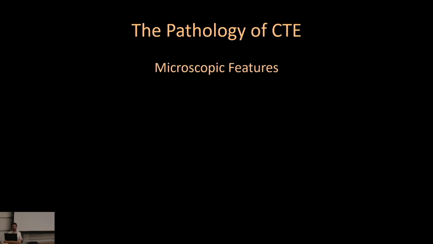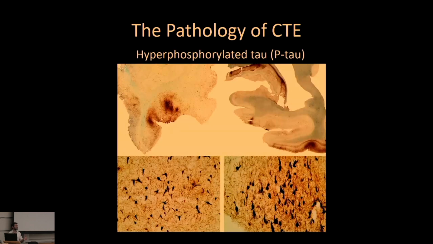So what you have to do is look at the microscopic features of CTE. And the specific pathology that's associated with CTE is tau pathology, hyperphosphorylated tau. Tau is a microtubule associated protein that's in all of our cells. It's essentially a scaffold protein. So it's inside your cells and provides support and stability inside of those cells. So it's really important, we need it.